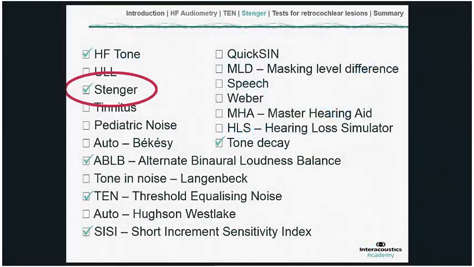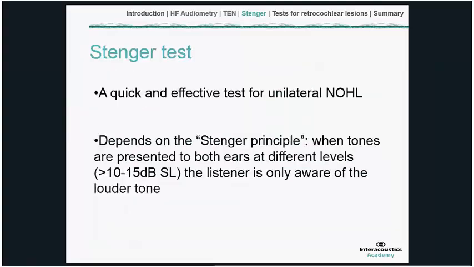Okay, so those are two of the tests. I will now move on to the Stenger test, and we're going to change direction a little bit, because now we're going to think about patients who might be seen to be suffering or exhibiting non-organic hearing loss, or functional hearing loss. In particular, this is a non-organic hearing loss that's exhibited in one ear only.